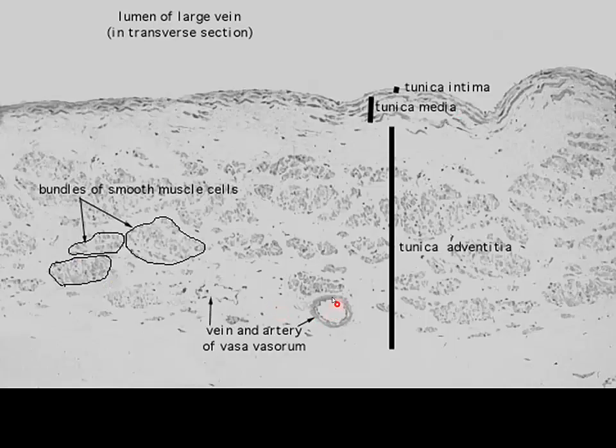Now, we do have some vasa vasorum down here, but look at the thickness of the adventitia layer. Incomplete smooth muscle, and you're not often going to see these big bundles cut like this. So most of the time you're just going to see your relatively dense, irregular, or maybe even loose type of connective tissue in the adventitia of a vein.